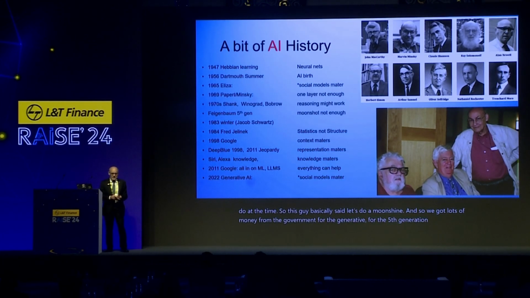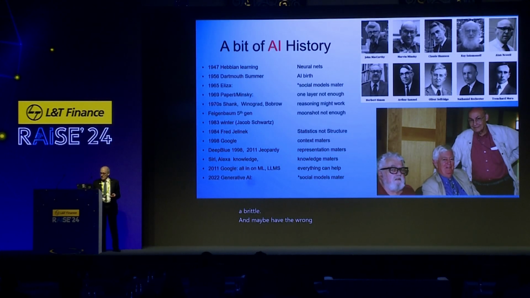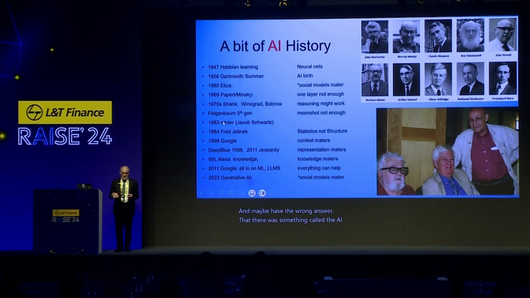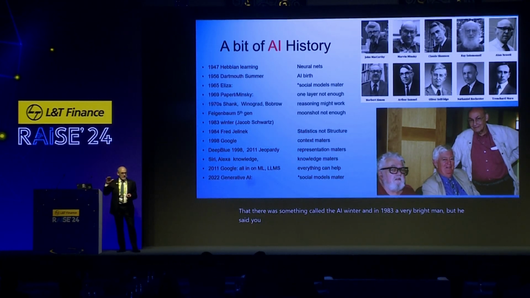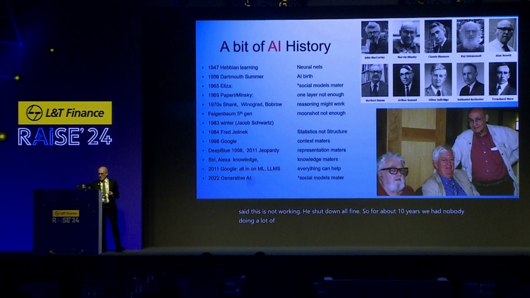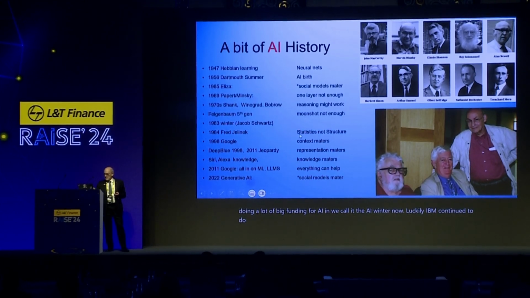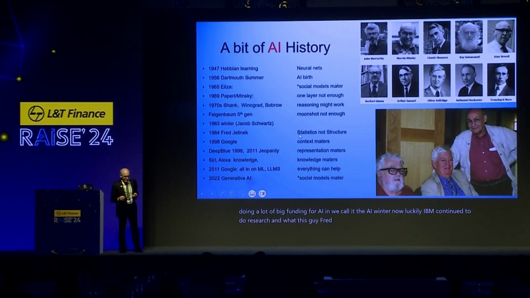And the problem with that is that it got everybody so unhappy with the fact that these AI systems were brittle and maybe had the wrong answer, maybe we see that still, that there was something called the AI winter. And in 1983, a very bright man said, you know, this is not working. He shut down all funding. So for about 10 years, we had nobody doing a lot of big funding for AI. We call it the AI winter.